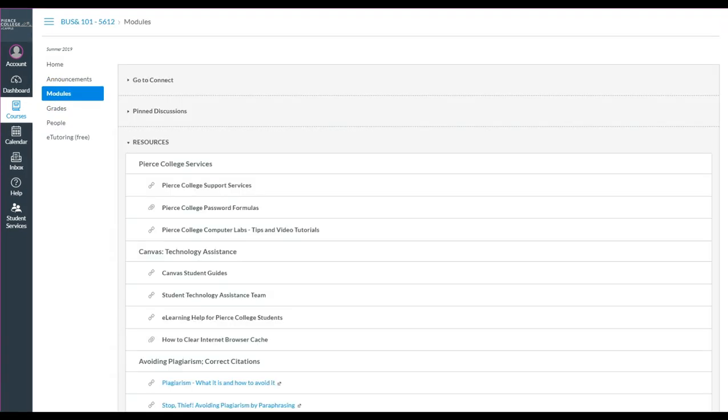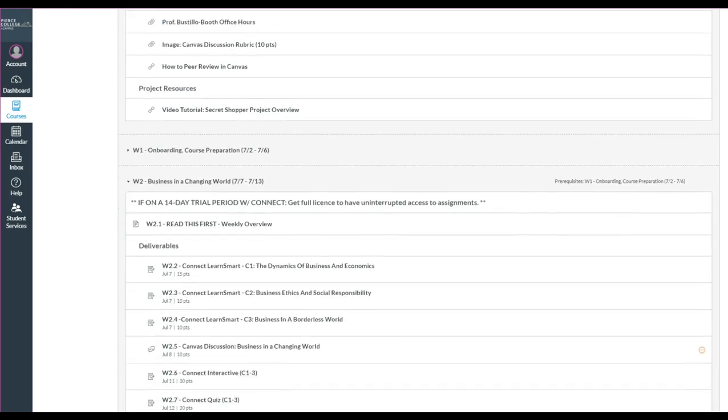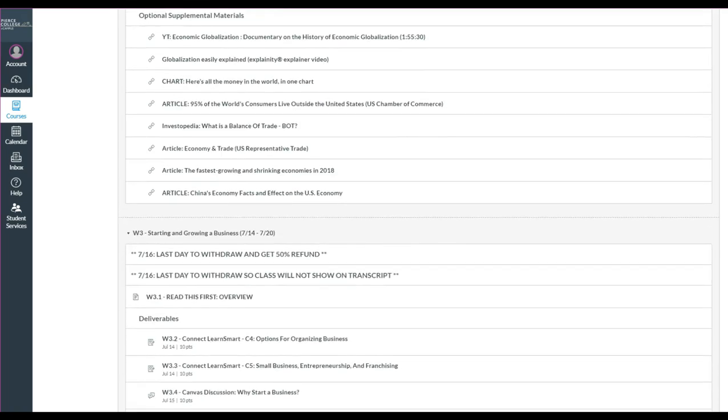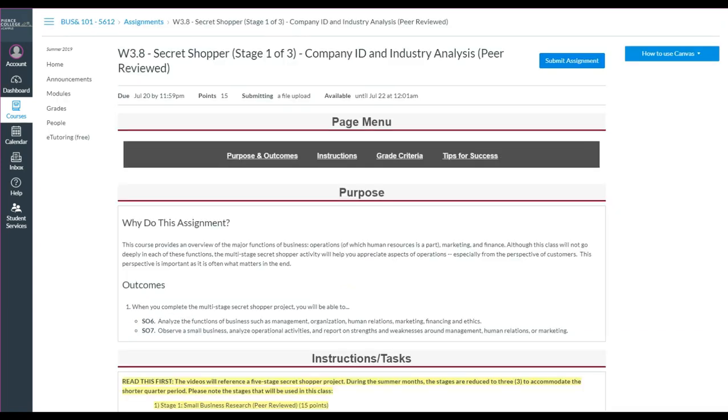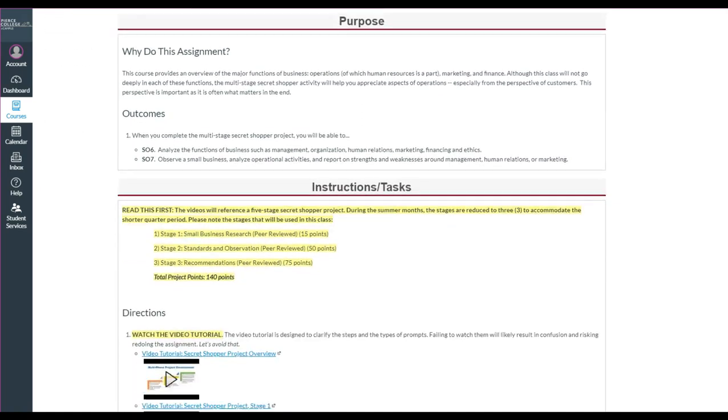Once you are in modules, go ahead and scroll down to where the assignment is due. In this particular course, it is in week 3. And you'll see here the assignment called Secret Shopper Stage 1 of 3, Company ID and Industry Analysis. Go ahead and click that. This will launch the assignment and its instructions.